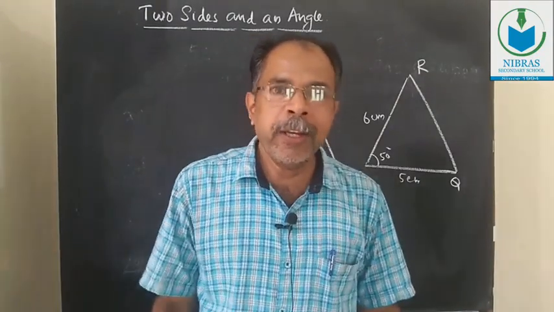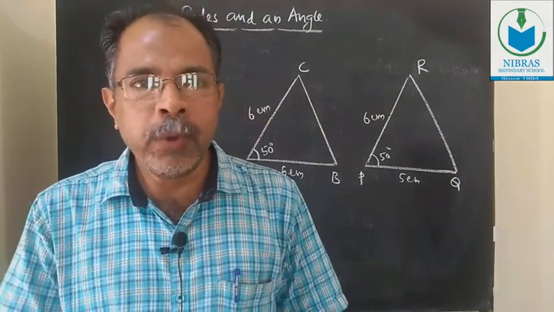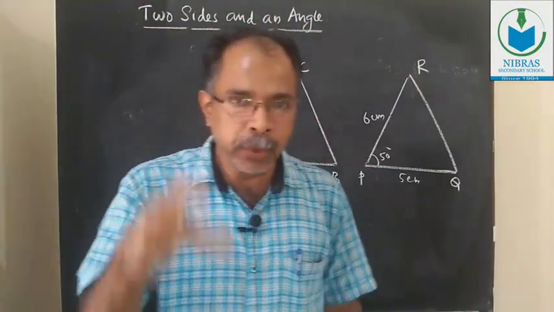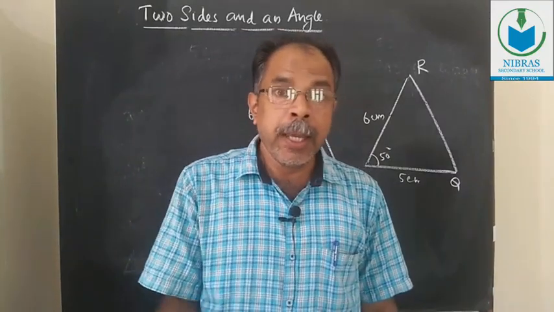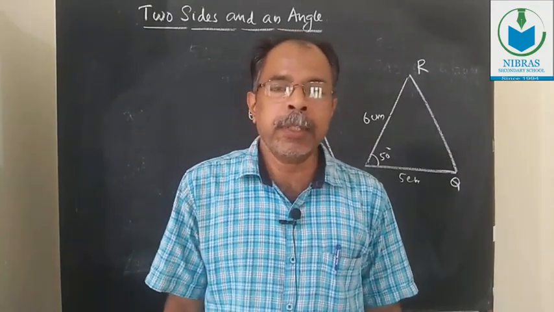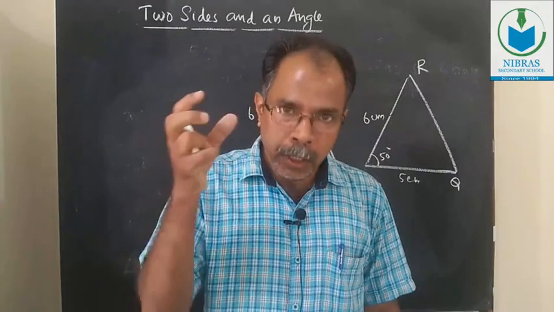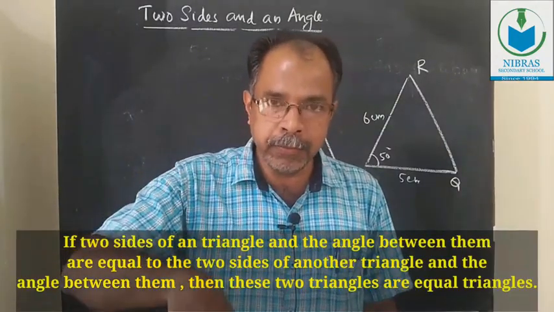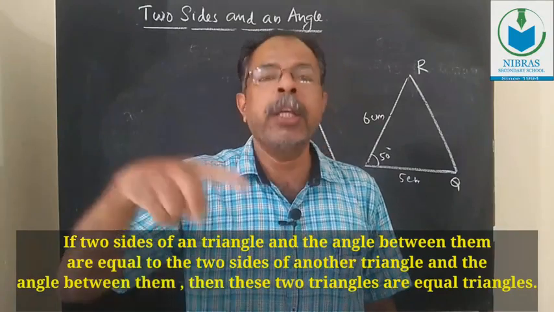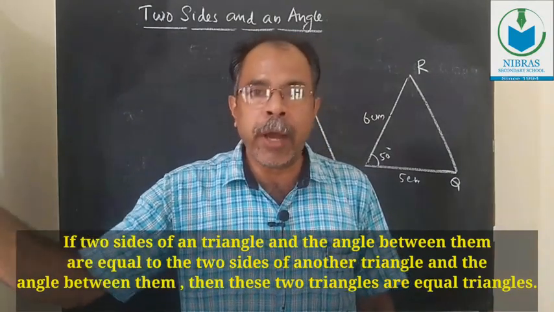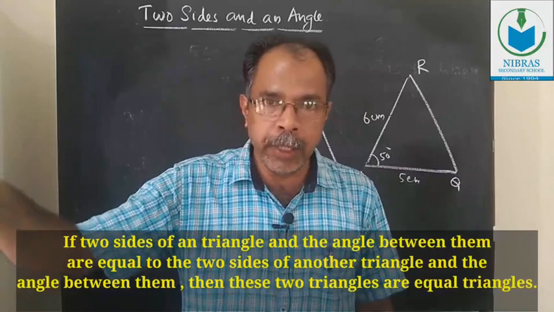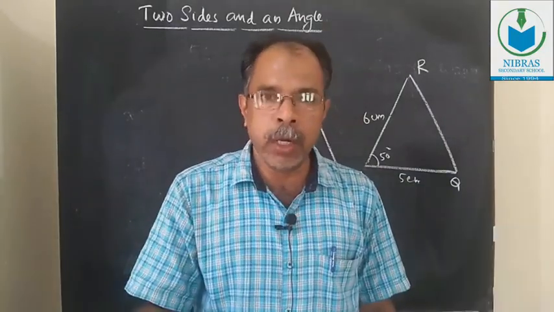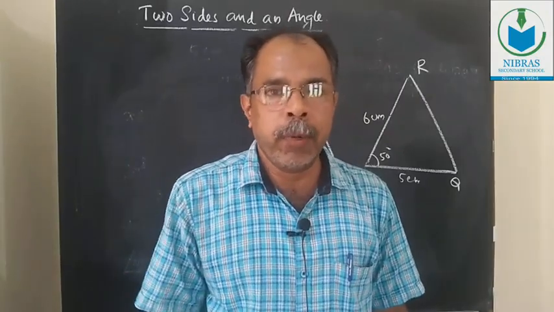So we learned two conditions for the equality. First condition, SSS condition. The second condition we learned today. What was that? SAS condition. What was SAS condition? If the two sides of a triangle and the angle between them are equal to the two sides of another triangle and the angle between them, then these two triangles will be equal. Okay. Let us discuss a problem.